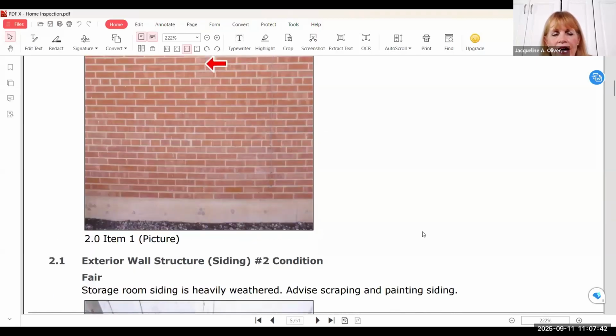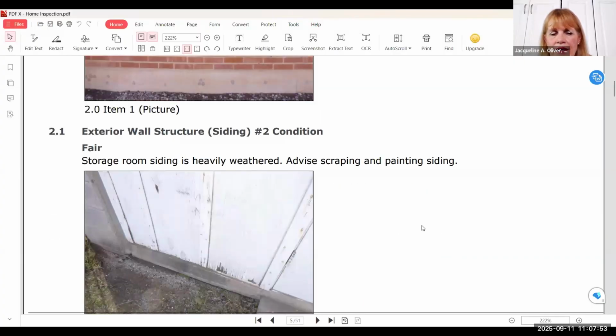Now this siding has an explanation. The storeroom siding is heavily weathered. Advise scraping and painting the siding. Okay, that's not a big issue, at least to this inspector. However, if it becomes an issue, for example, if there's termites in that storage room, and you didn't have a termite inspection, or they didn't inspect it.